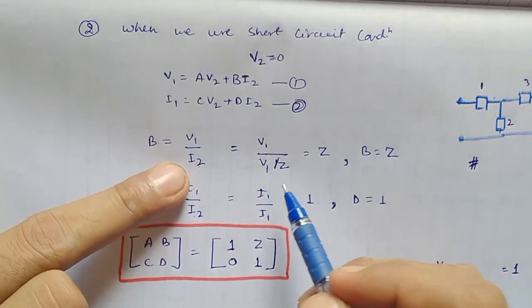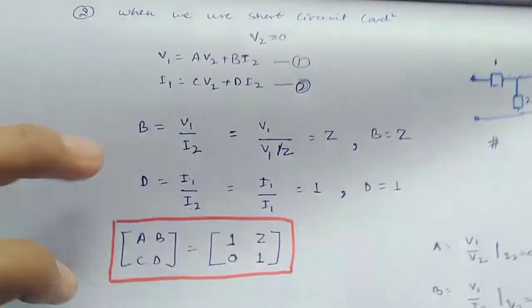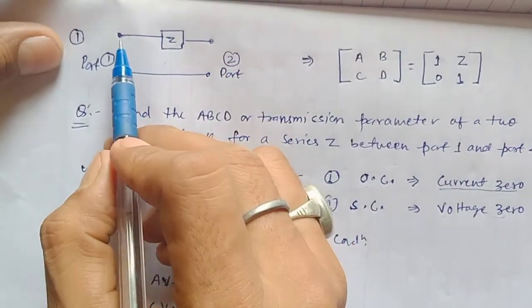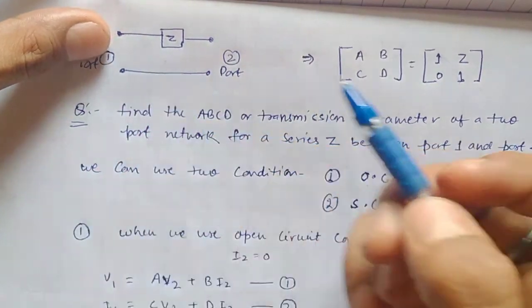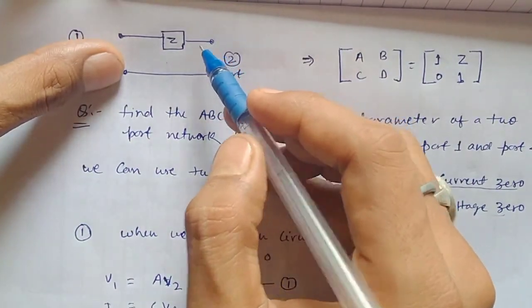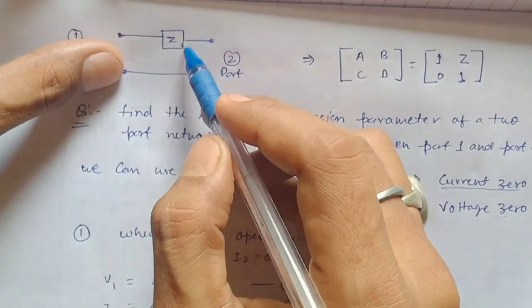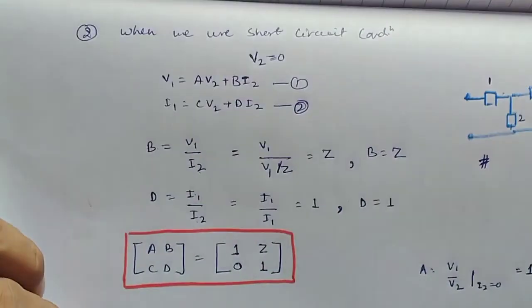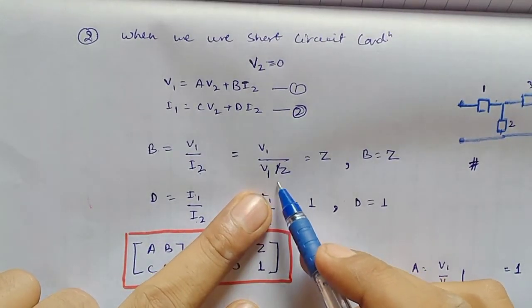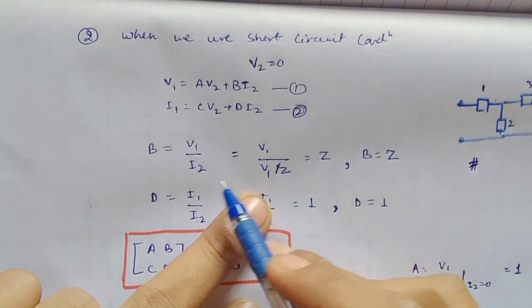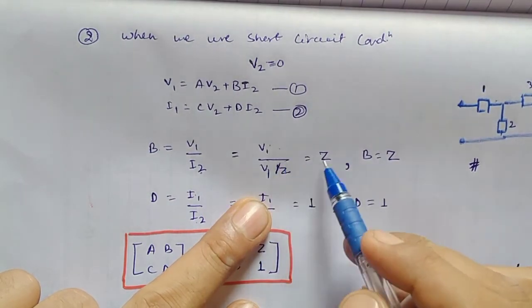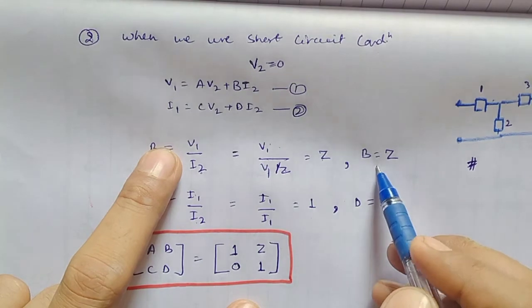Because in the network, as you can see here, V1 by Z will be I2. Whatever current will flow in terms of V1 and Z, we can write the current here. So V1 by Z will be I, V is equal to IR. So from there we can write V1 by Z will be nothing but I2 for the network. So V1 and V1 will be cancelled, Z will go upside, you will get B is equal to Z.